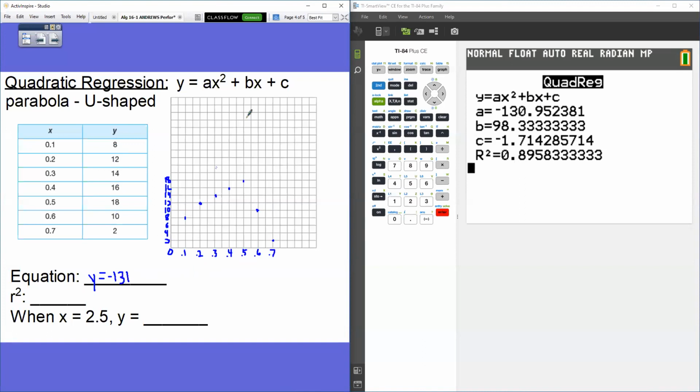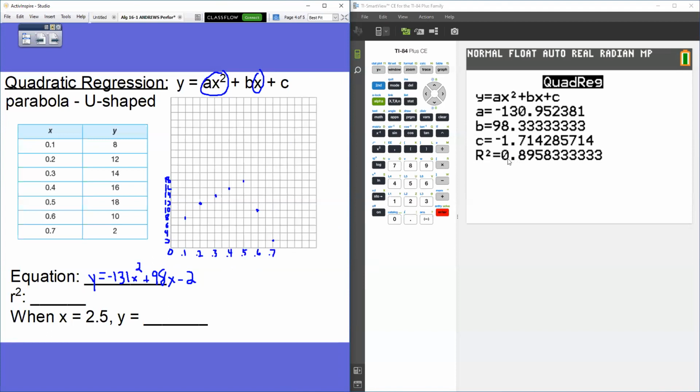Now be very careful here. Remember, the generic form has that x squared after your a value. So this is negative 131 x squared. Our b value is closest to 98 when we round. And that has an x after it. And then our c value is negative 1.7. We're going to call it minus 2.